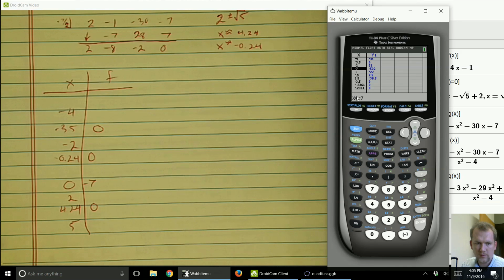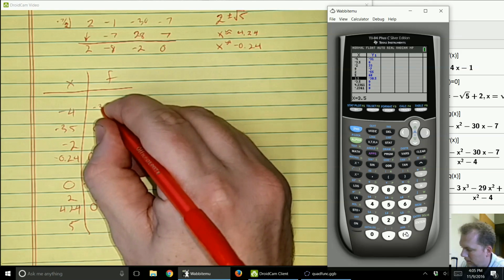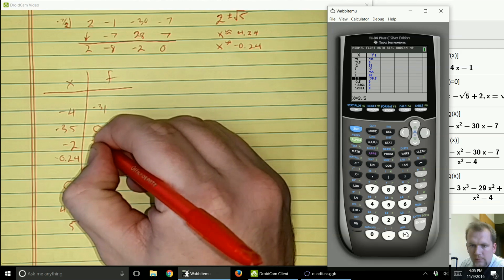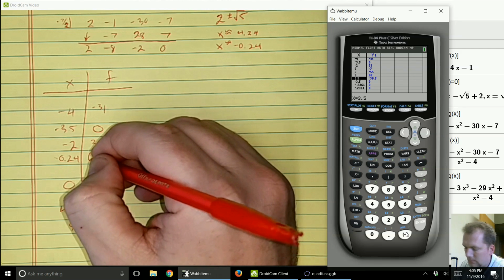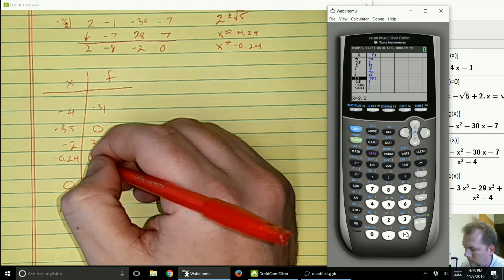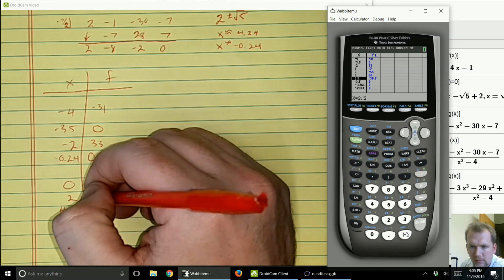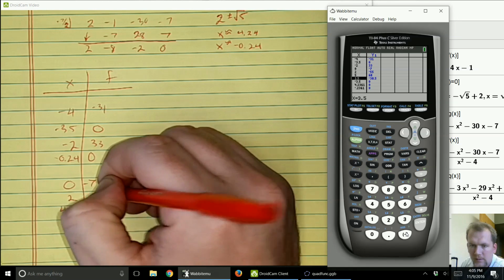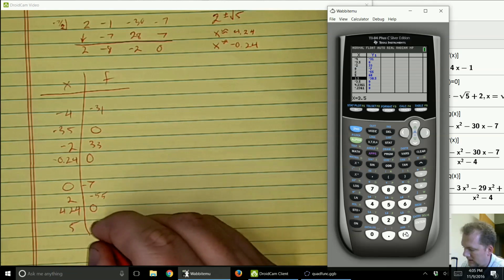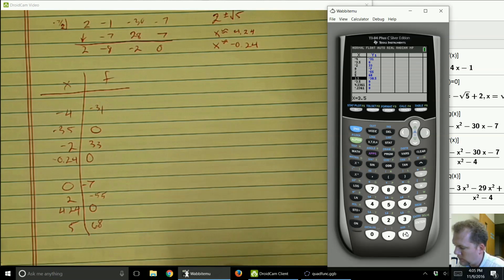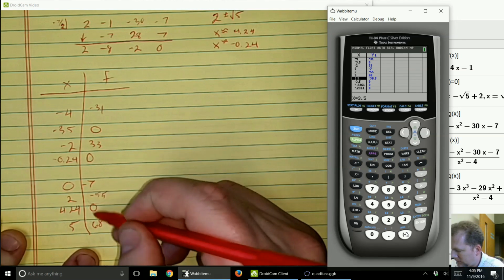Those are these two numbers down here. I got negative 2. I want to check to see if I got 0 right. 2 and 5. Negative 4 gives me negative 31, and then 33. And then that 0, and then the y-int. 2 gave me negative 55, and then 5 gave me 68. So my smallest number is this, and my biggest number is this.